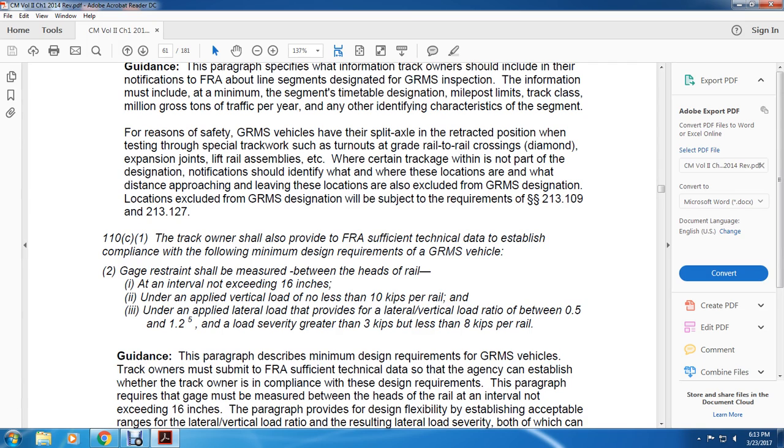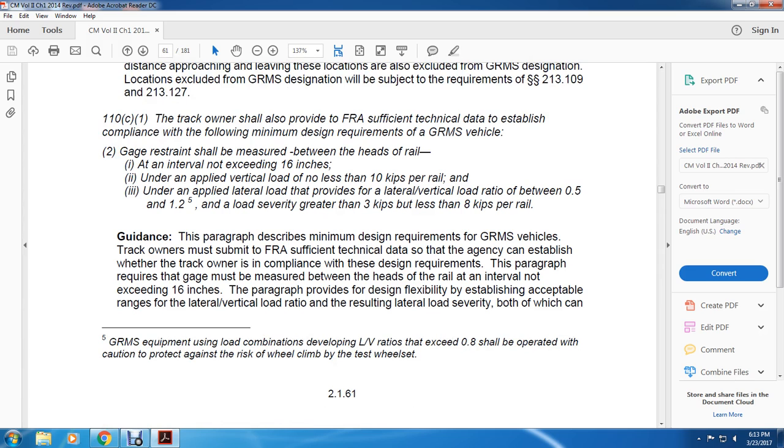Or 110C1, the track owner should also provide sufficient technical data establishing the following minimum design requirement of the gauge restraint measurement system. The gauge restraint shall be measured between the heads of the rail in an interval not exceeding 16 inches under an applied vertical load not less than 10 KIPs per rail, and under an applied lateral load with a lateral vertical load ratio of 1.5 to 1.2, and load severity greater than 3 KIPs, less than 8 KIPs per rail.